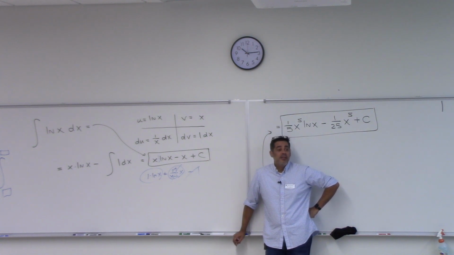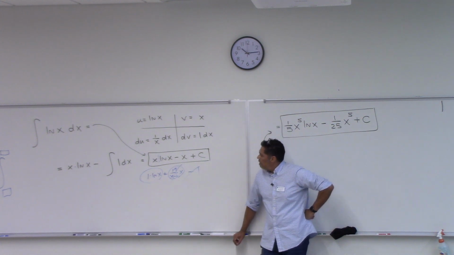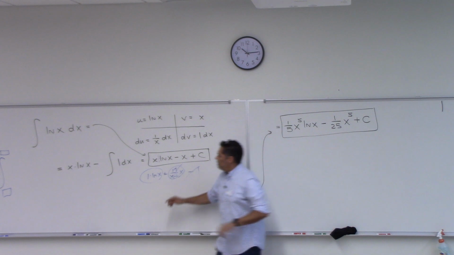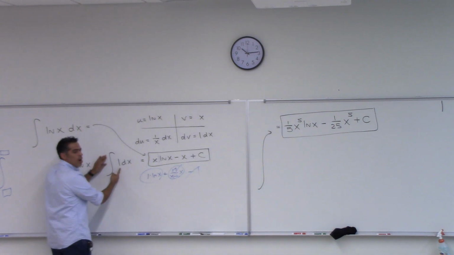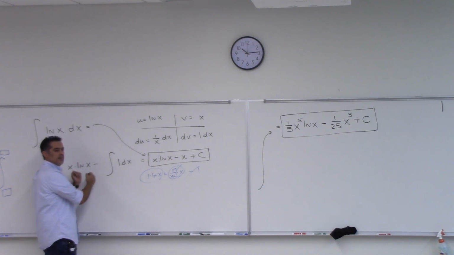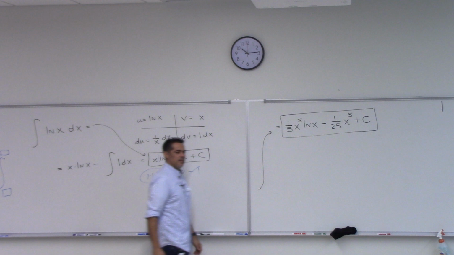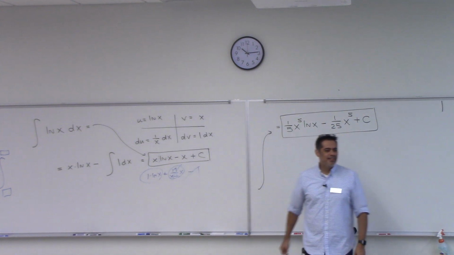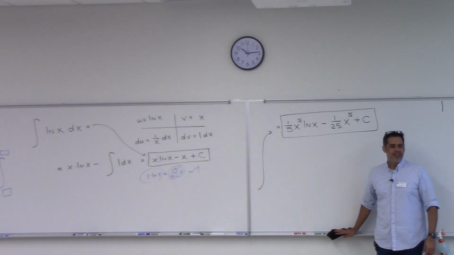So, yes? I'm sorry, I don't understand where that negative x came from. This right here? Okay, what's the antiderivative of 1? So what do you take the derivative of to get 1, right? x, right? And then the minus. Oh, okay. Probably overthinking it.